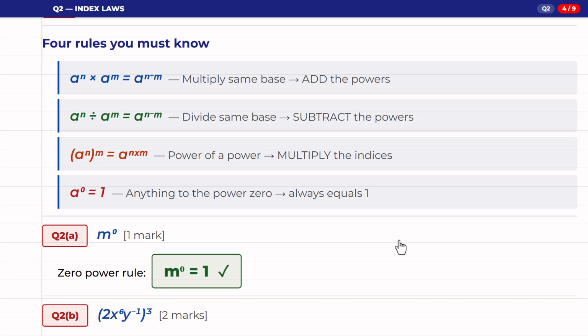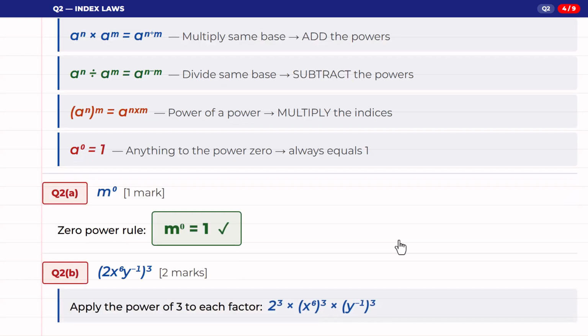Part B. Simplify 2x to the 6 y to the minus 1, all raised to the power 3. 2 marks. We use rule 3, the power of a product rule. The power of 3 outside the bracket must be applied to every factor inside separately. Splitting it out: 2 cubed times x to the 6 cubed times y to the minus 1 cubed.